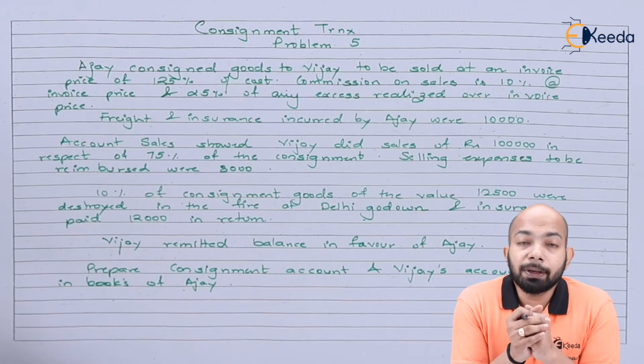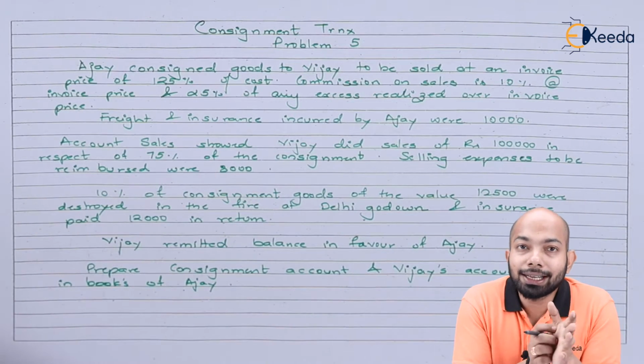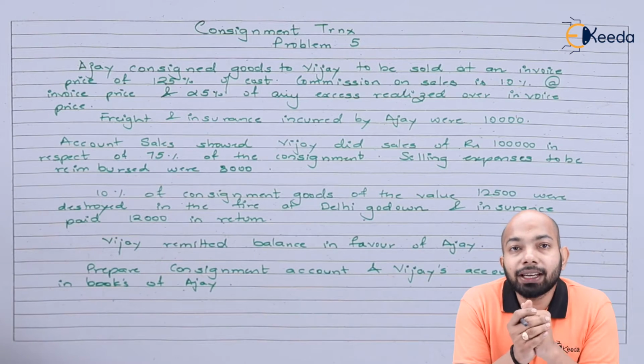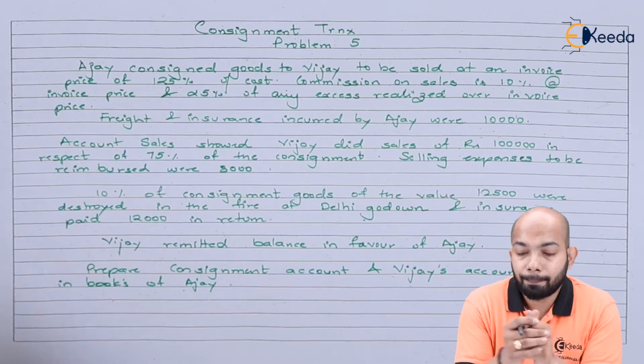So the illustration has been mentioned here. Let's read it out for your reference. There are two parties to this consignment. One is Ajay and the second one is Vijay, Ajay being the consigner and Vijay being the consignee here.